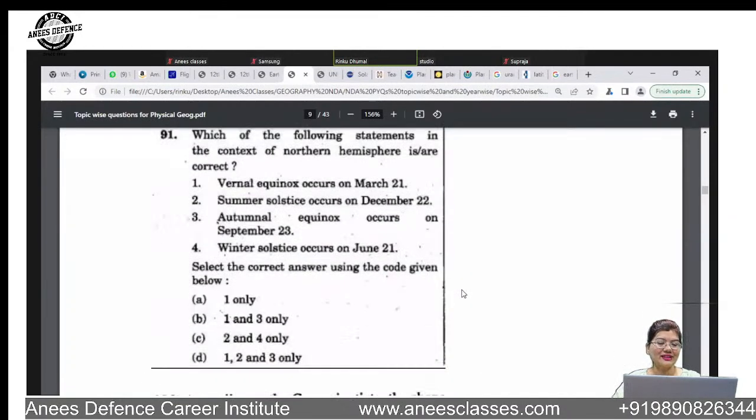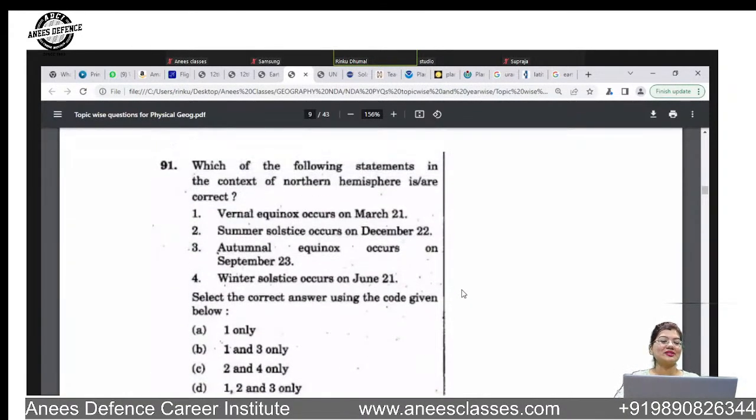सोलर इक्लिप्स नहीं करवाना है, ये वाला स्टेटमेंट. सी, दिस इज व्हाट वी आर कंसीडरिंग. विच ऑफ द फॉलोइंग स्टेटमेंट्स इन द कॉन्टेक्स्ट ऑफ नॉर्दर्न हेमिस्फीयर इज आर करेक्ट? एंड मोस्टली हम नॉर्दर्न हेमिस्फीयर के हिसाब से देखते हैं बिकॉज हम नॉर्दर्न हेमिस्फीयर में रहते हैं. हमारा पढ़ाई एंड मोस्ट टेक्स्ट बुक्स ऑल्सो आर रिटन इन द नॉर्दर्न हेमिस्फीयर. ओके, वर्नल इक्विनॉक्स occurs on March 21st. हमने कहा था वर्नल इक्विनॉक्स इज स्प्रिंग इक्विनॉक्स, तो March 21st.